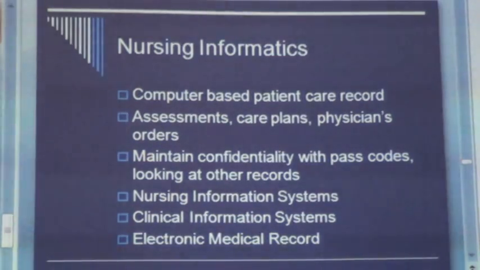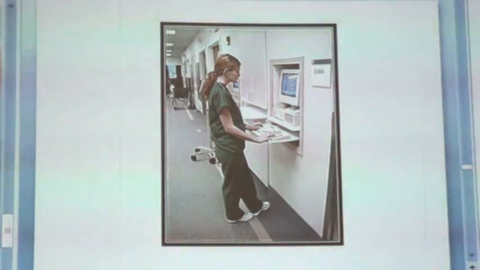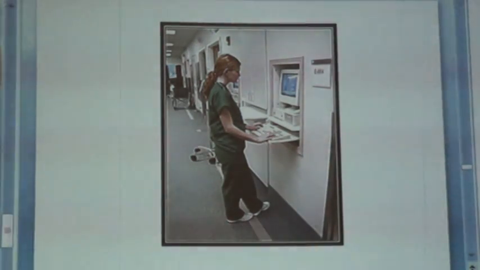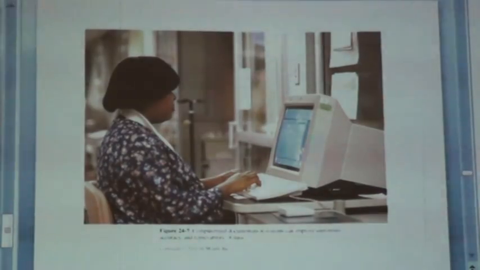Nursing informatics. That is computer-based patient care record, assessment, care plans, physician's orders, and maintaining confidentiality with passwords, not looking at other records, nursing information system, clinical information system, and electronic medical record. So here the nurse keeps records at the bedside. This side is the bed and this side is the computer. So whenever she needs some recording, she can record. This is in the nursing station. She records after doing the activities.